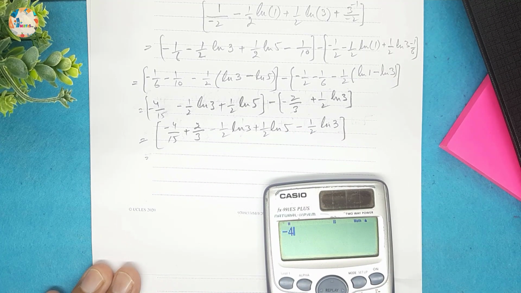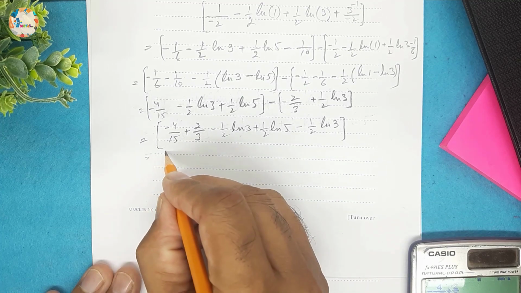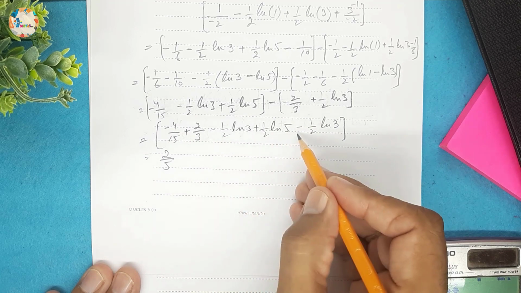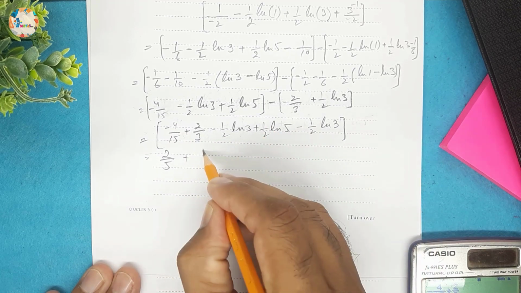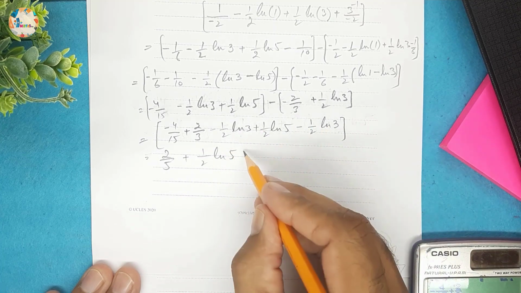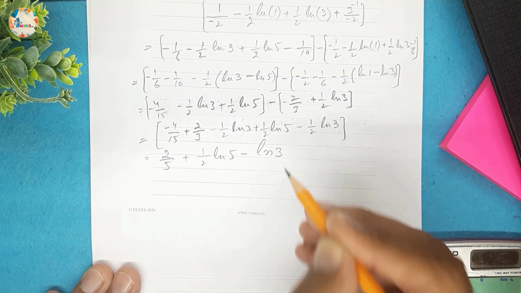And now what we can do, we can simplify this one. Minus 4 over 15 plus 2 over 3 will be equal to 2 by 5. So this will be 2 over 5. This is done. Now this one we can write plus 1 by 2 log 5, and this will combine to minus log of 3.